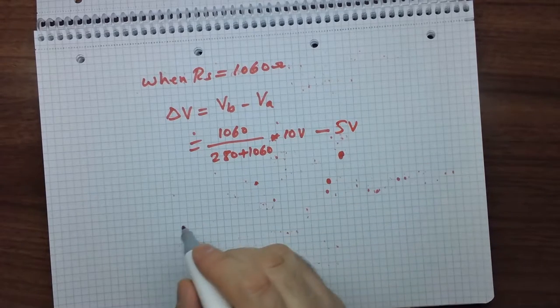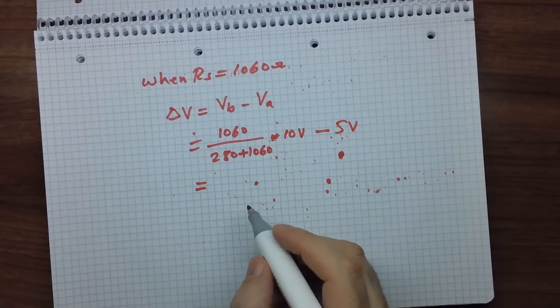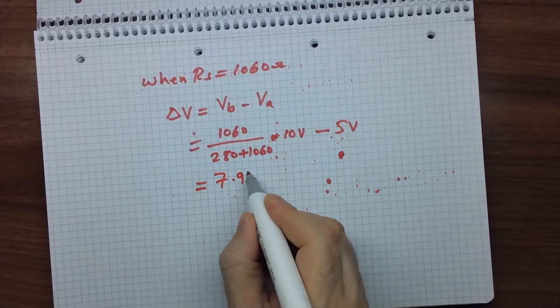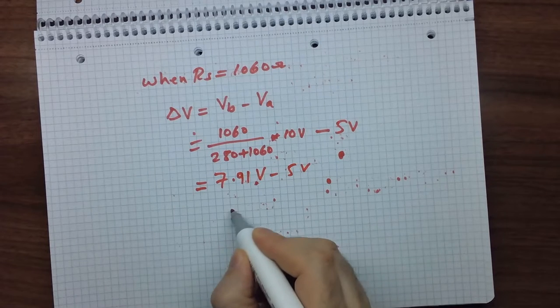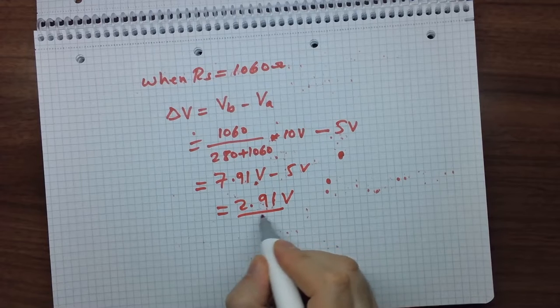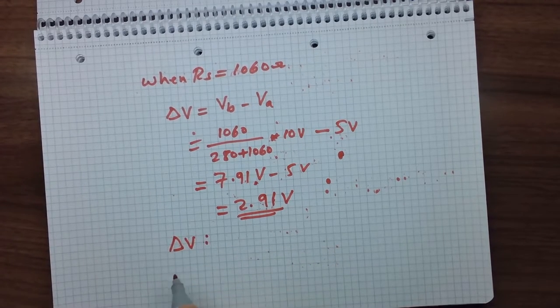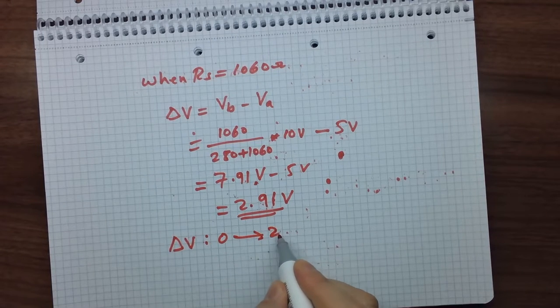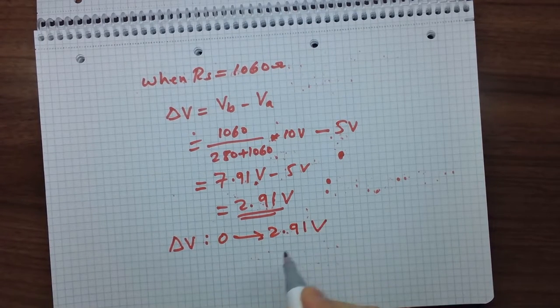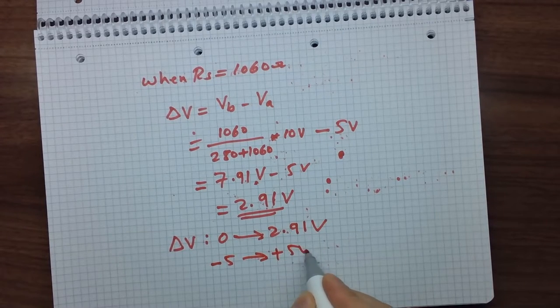VA is 5 volt. Okay, we can calculate this to be 7.9 volt minus 5 volt, and this is equal to 2.91 volt. So the range of delta V is from 0 to 2.91 volt, and we need the output range from minus 5 to plus 5 volt.